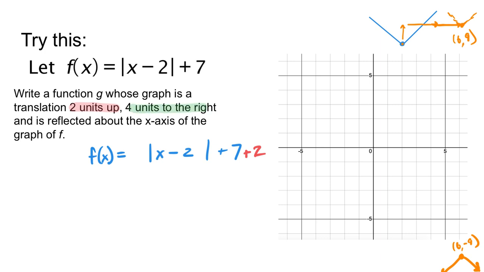Then what? Then we went to the right 4 units. What does that do? That moves it further to the right 4 units, right? That makes that subtracting a 4 there. And then finally, the last thing, we reflected it over the x-axis. Remember what that does? That makes the whole thing the opposite of what it was. So when I write out my equation, g of x equals, I got the negative absolute value of x minus 6, and then I'm going to be minus 9.